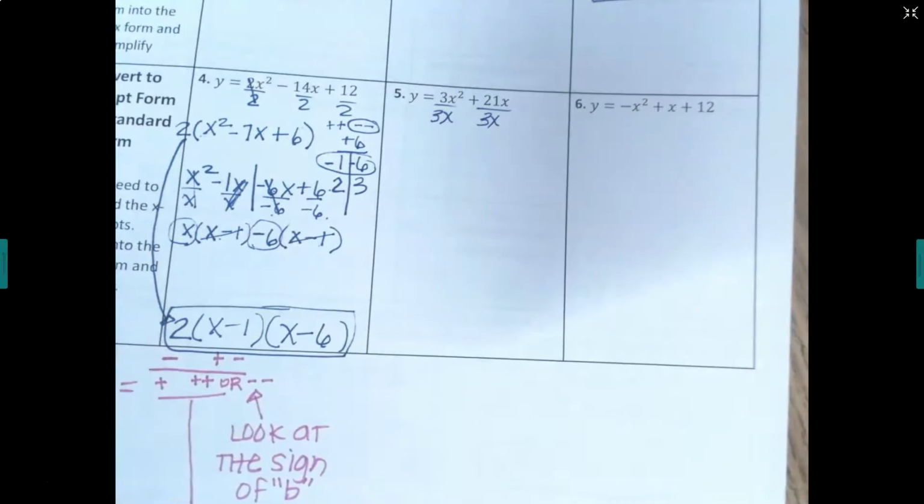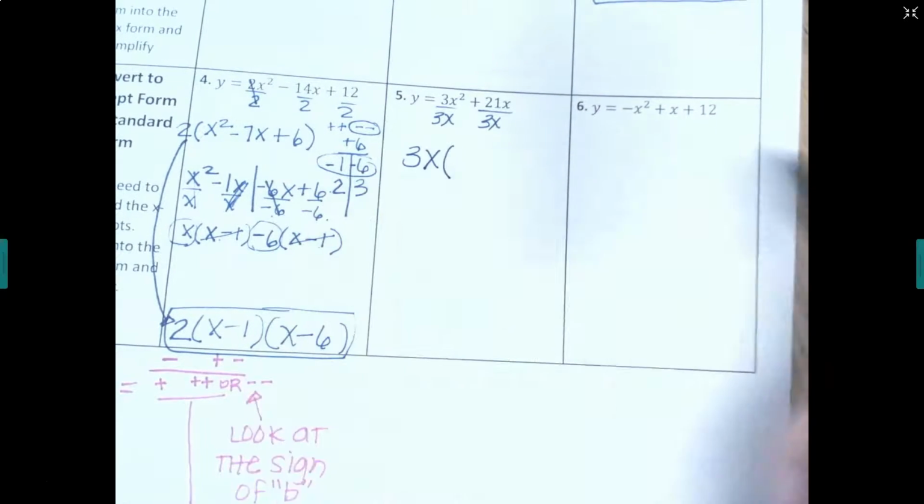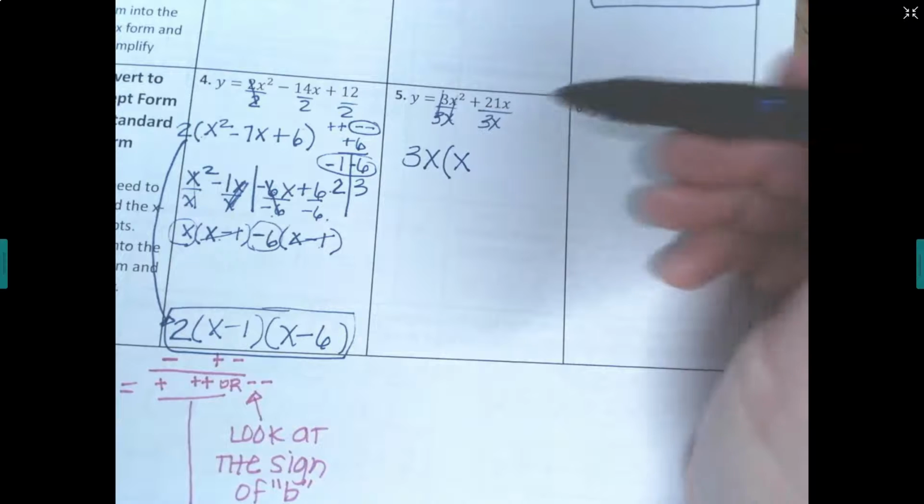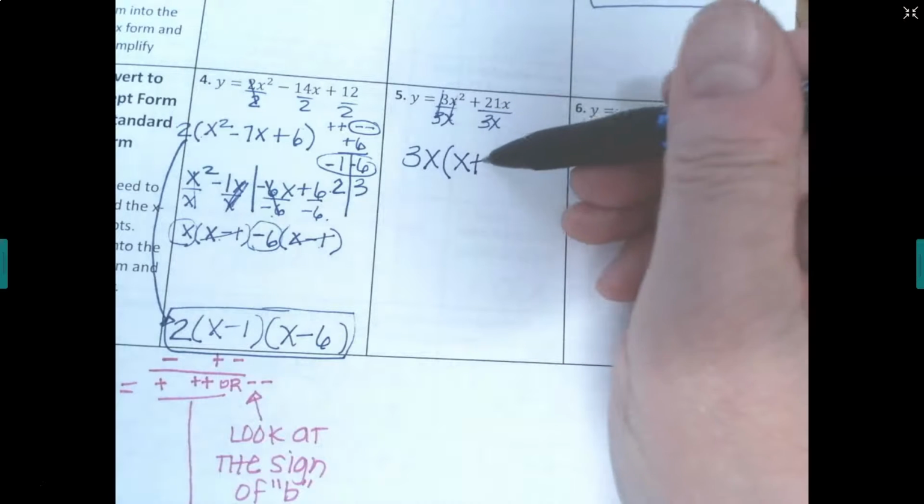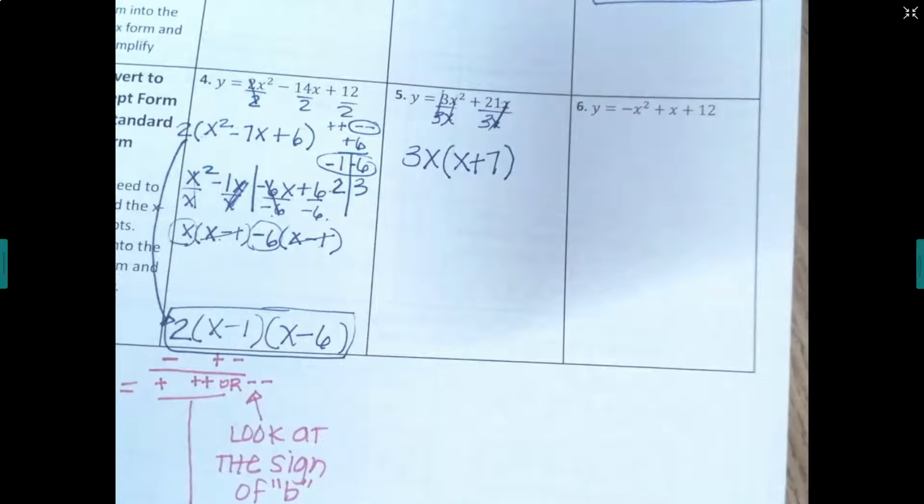Remember, your first step is always to check for GCF. So when I take a look, I notice that both of these have a 3 and an x in common. That's the GCF. I'm going to take the GCF out. What is left behind when I do that? These 3's cancel to a 1, and one of those x's on top cancels, leaving 1 x behind. 21 divided by 3 is a positive 7, and the x's cancel to 1, so they are out of there.